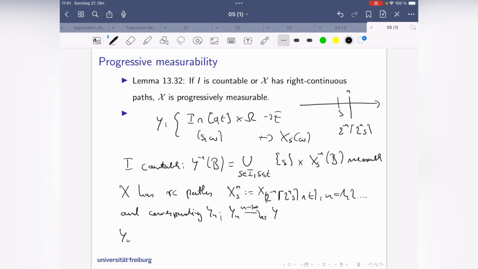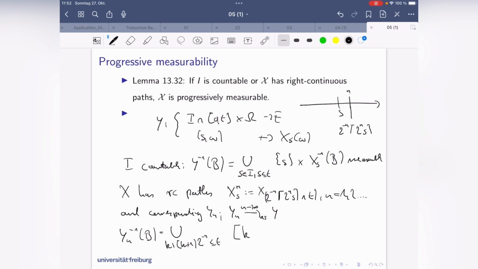And now I can write (Y^n)^-1 of B equals, well, that's similar as above. I have a union, and the union goes over all k such that (k+1) times 2 to the power minus n is smaller or equal to t.